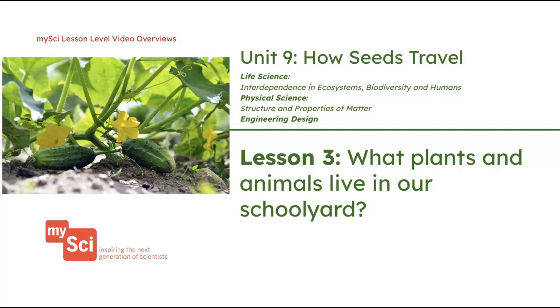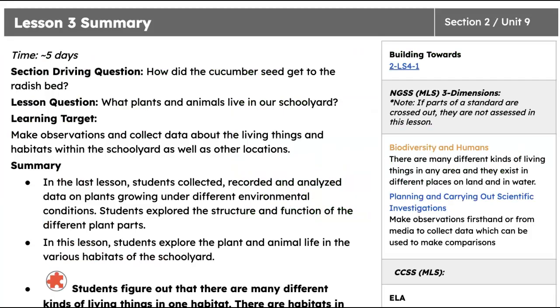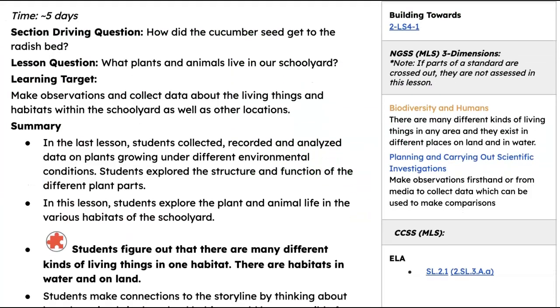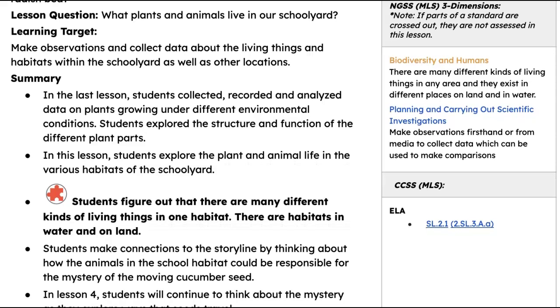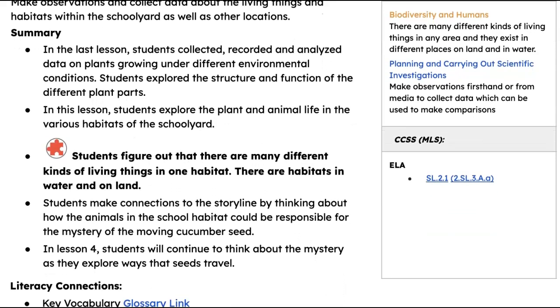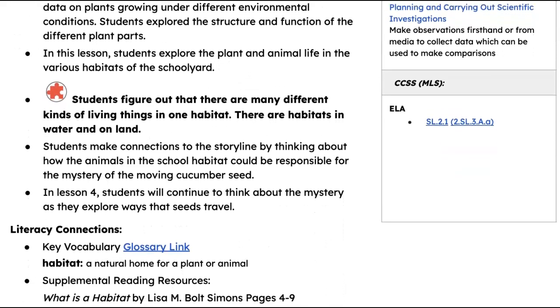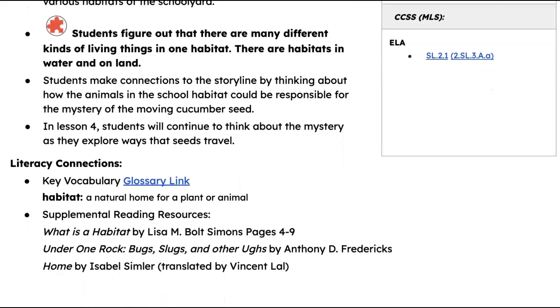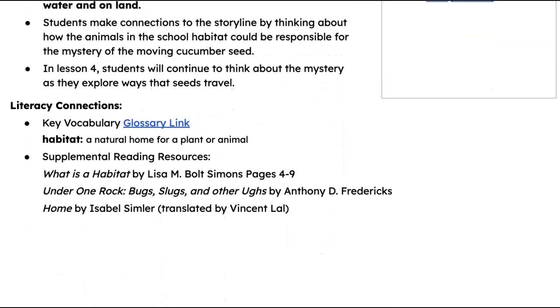Students make connections to the storyline by thinking about how the animals in the school habitat could be responsible for the mystery of the moving cucumber seed. There is an opportunity for ELA cross-curricular connections throughout the lesson. You can look for specific standard connections in the Unit 9 Teacher Guide. This lesson will take approximately 5 days to complete.